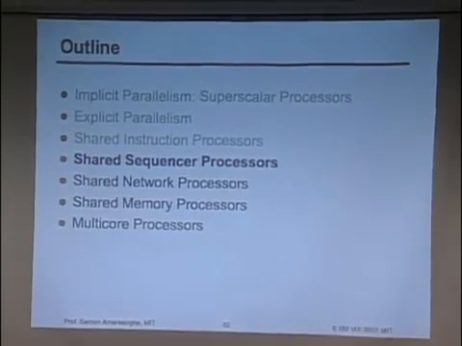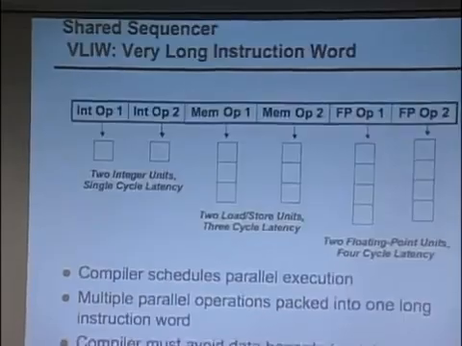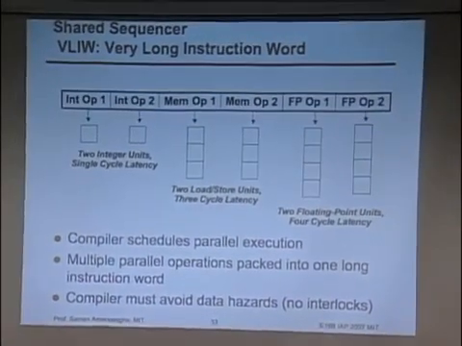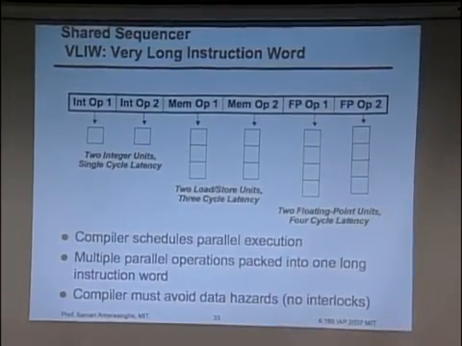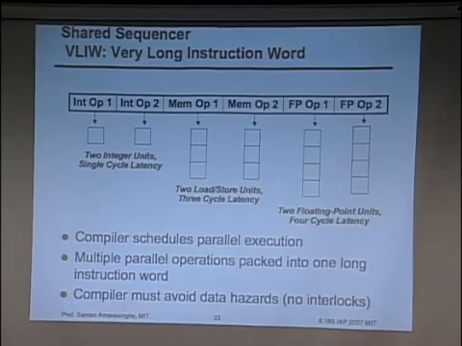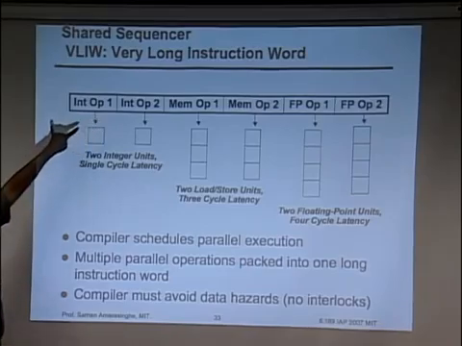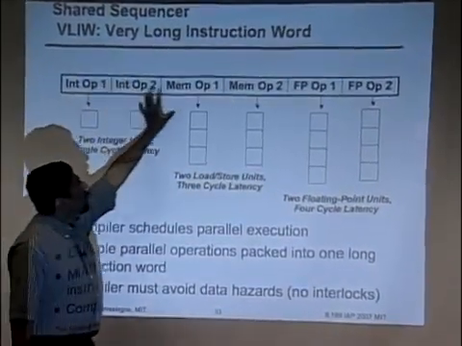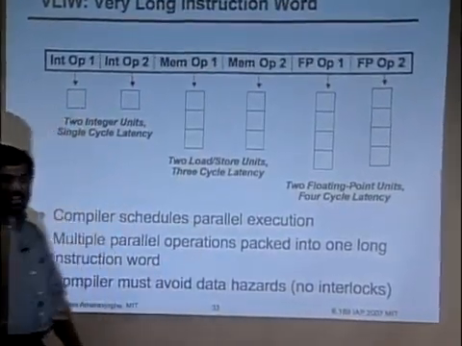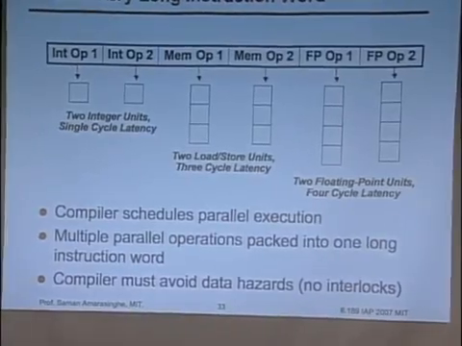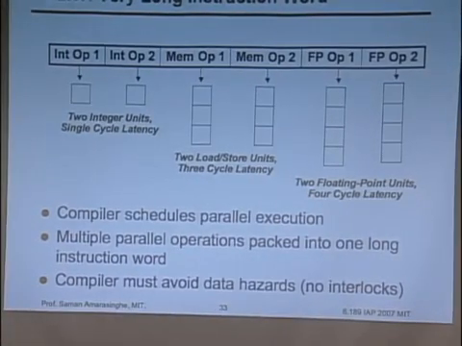So the next thing is the shared sequencer processor. Here, it's similar to the vector machines because each cycle you issue a single instruction. But the instruction is a wide instruction. It has multiple operations in the same instruction. So what it says is, okay, I have multiple execution units, memory units, separate units, and in each instruction I will tell each unit what to do.